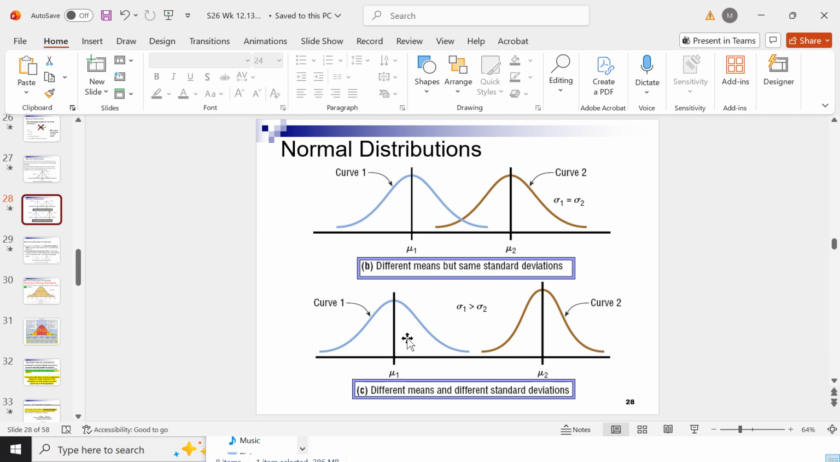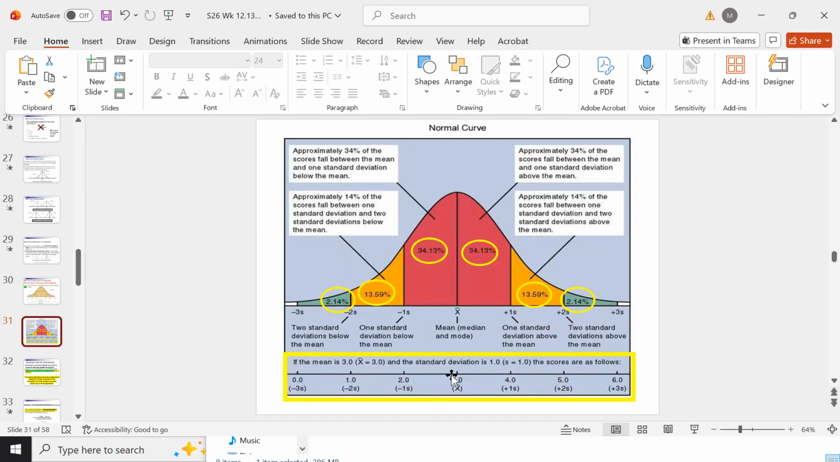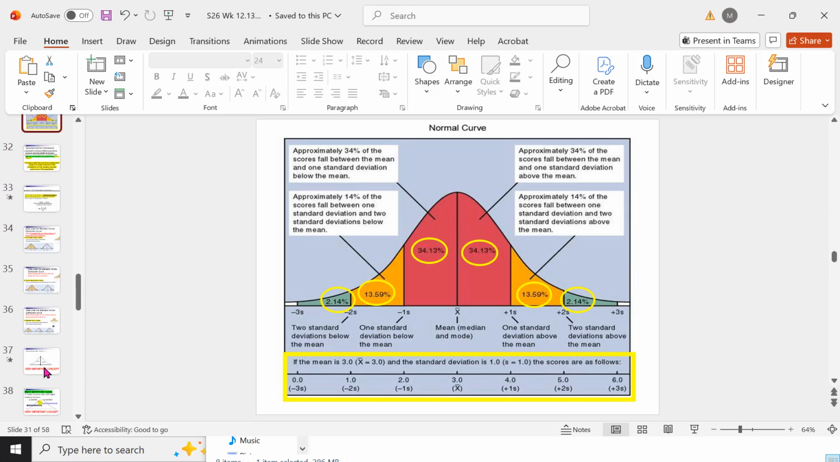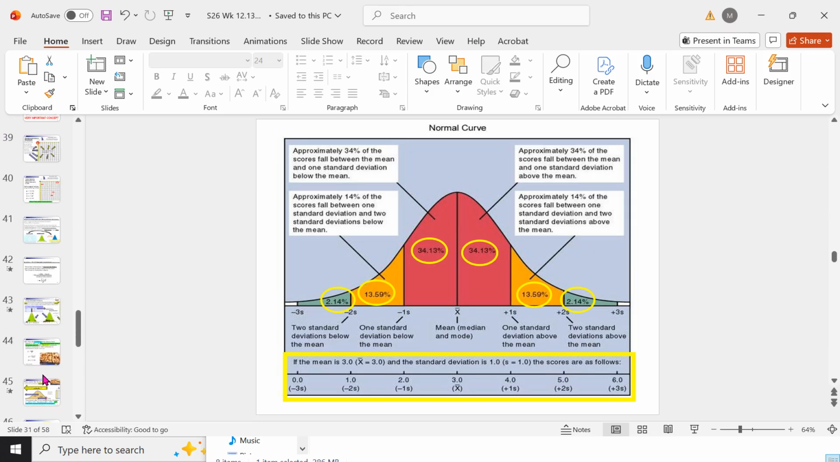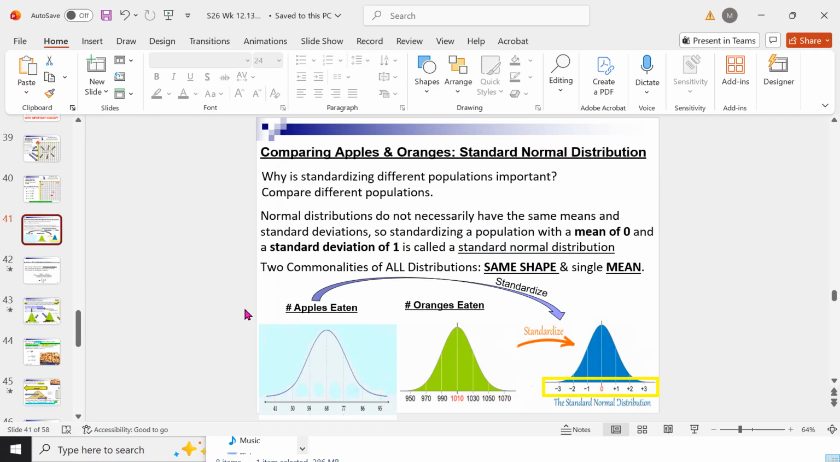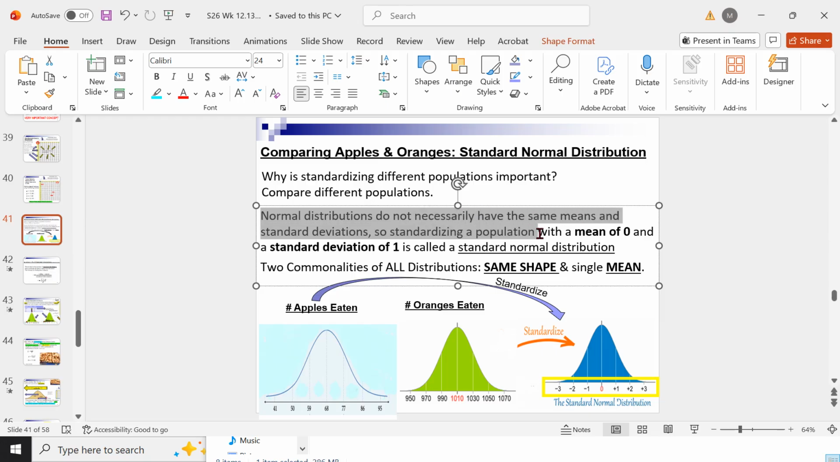But if you take these and transform them into the standard normal curve, with a mean of 0 and standard deviations of 1, 2, 3, now you can actually compare apples and oranges. Normal distributions don't always have the same mean or standard deviation. Standardizing a population to a mean of 0 and standard deviation of 1 is called the standard normal distribution. And that coincides with our apples and oranges theme here.